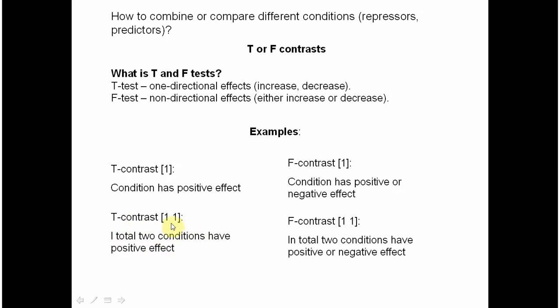Pretty similar if we enter two values of 1 in a T contrast. But in this way, we look for the average effect of two conditions. A positive effect of the average of two conditions in case of T-test, and any kind of effect, positive or negative, for the F-test.